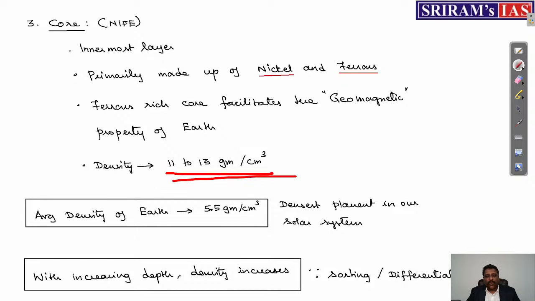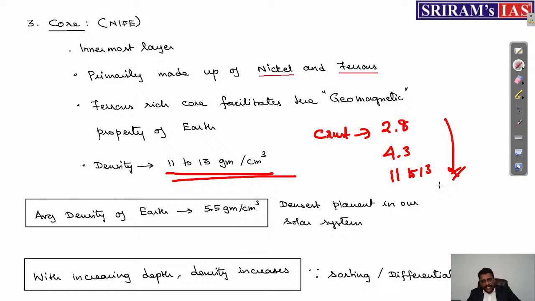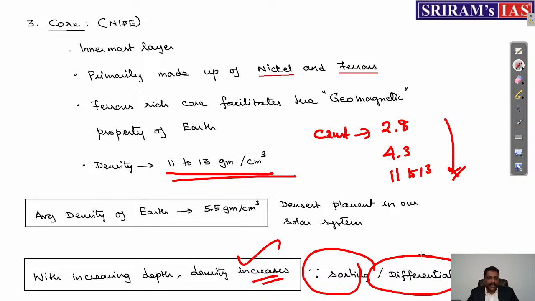And the density is somewhere around 11 to 13 grams per centimeter cube. See, crust, even oceanic crust and continental crust, they have a difference in density. But on average, let me take crust as 2.8. Mantle is 4.3. Core is somewhere around 11 to 13. It means that with increasing depth, the density increases. Okay, right. If you ask me what would have facilitated this arrangement, this arrangement is the outcome of sorting or differentiation, my dear friends.